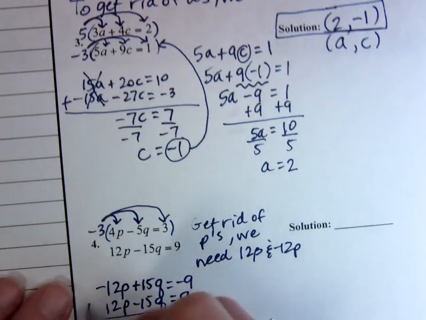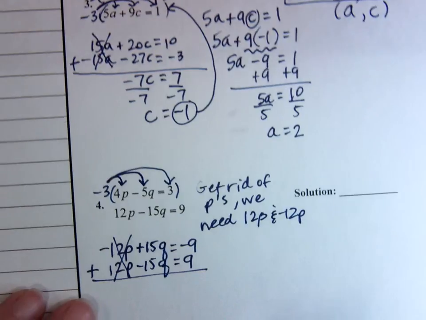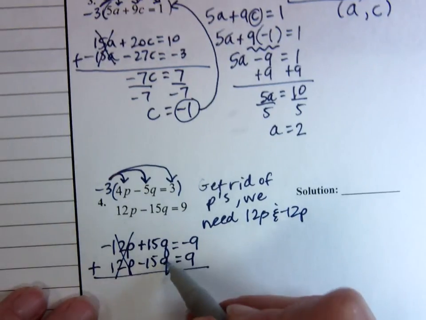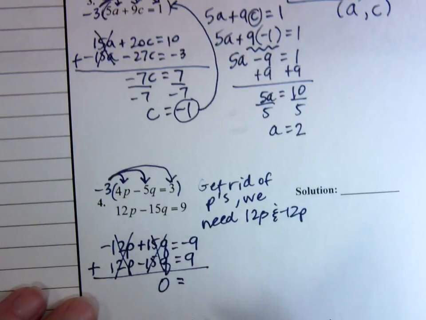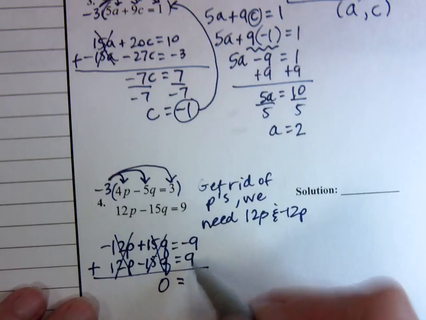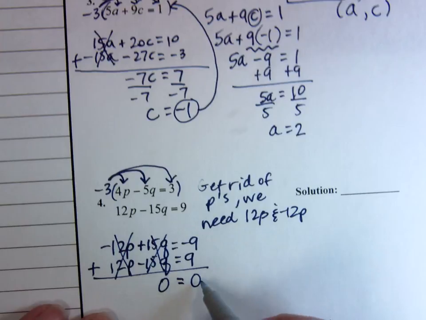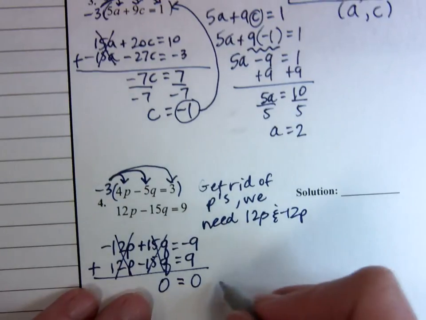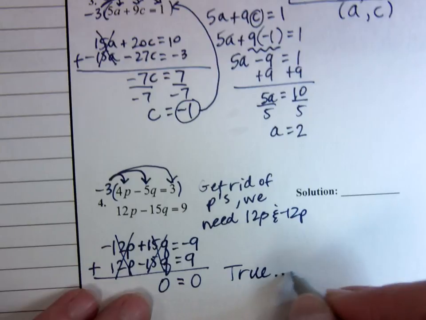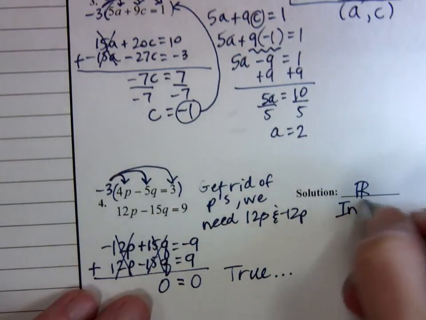So then we add, and when we add, your 12p and your negative 12p go away. But look, 15q and negative 15q are opposites too. So that's going to give me 0 on that side. Well, wait a minute. Negative 9 plus 9 gives me 0 too. So 0 is equal to 0, and the letters have gone away. What does that mean my answer is? Is this a true or false statement? This is true, so my answer is infinite solutions. Or you can put the all real numbers sign.